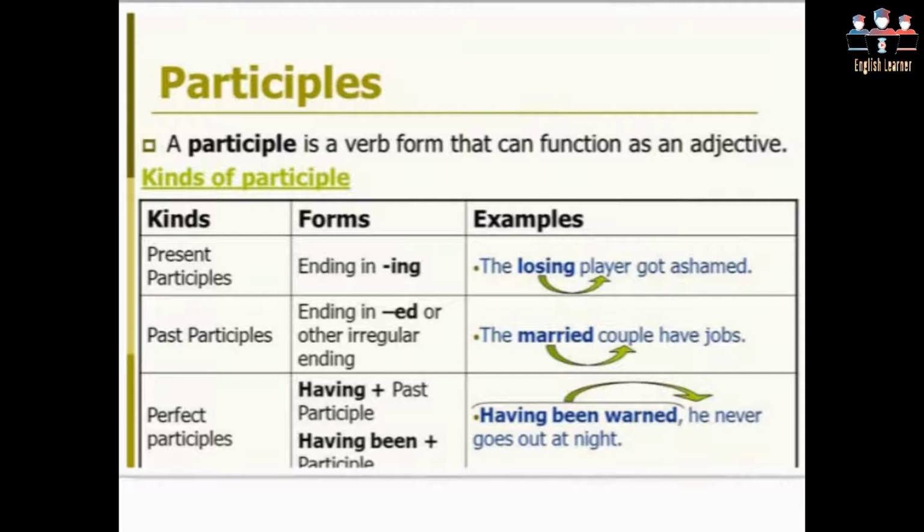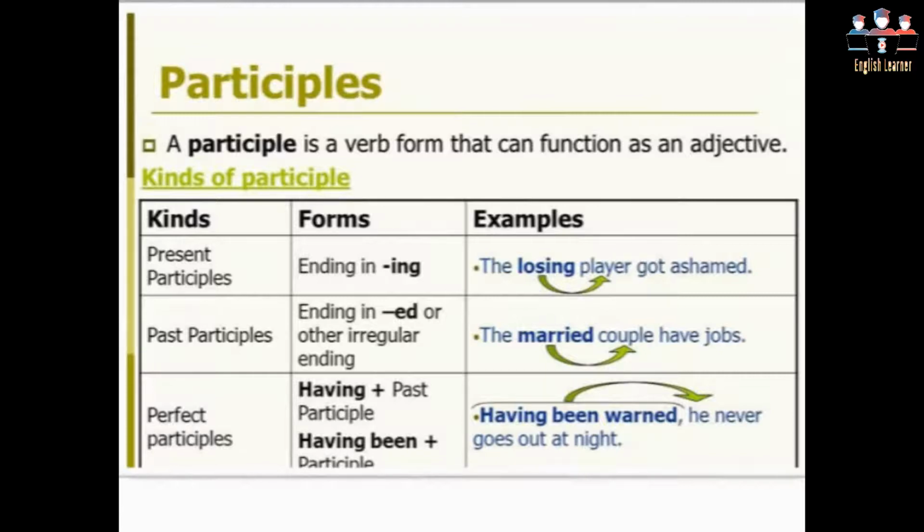Kinds of participle. The first kind is the present participle. It is formed by adding ing at the end of a verb. Example: The losing player got ashamed. Losing is acting like a participle as it is formed by adding ing at the end of the verb lose. It is acting like an adjective as it gives additional meaning to the player. As player is a noun, losing is acting like an adjective.